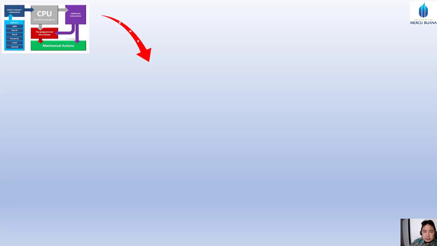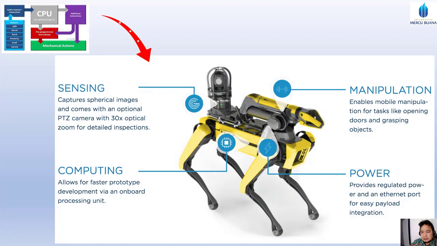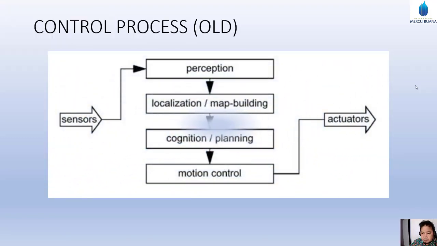Then how do we apply this block diagram? We can see in some mobile robots: sensing, computing, manipulation, and power. The process in the system is like this. There are some sensors, and after that perception gathers the sensor information, making localization or map building, cognition, motion control, and then doing some mechanical action by several actuators.